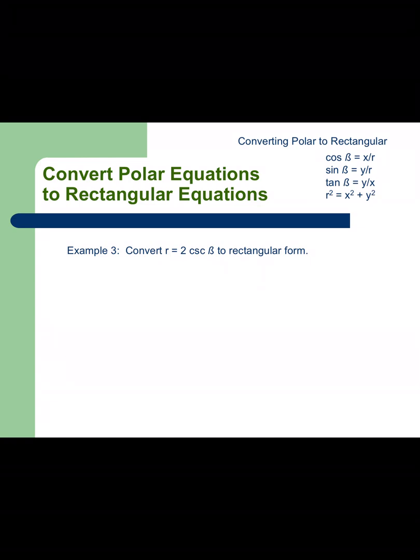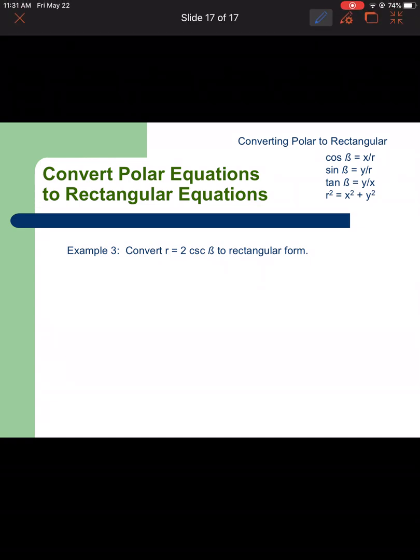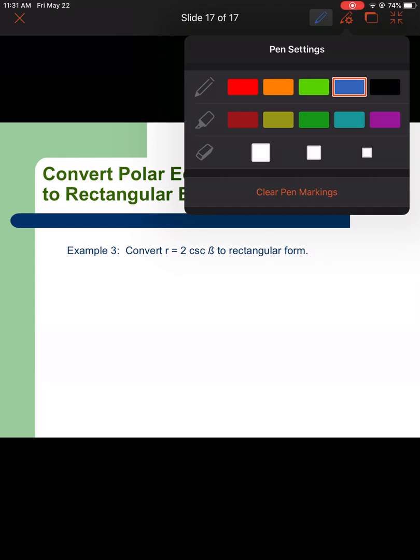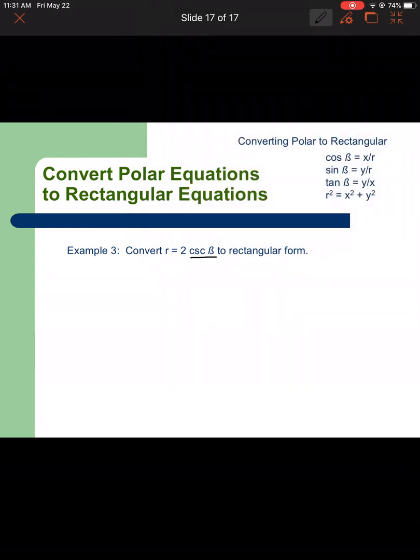This next one, I'm going to convert r equals 2 cosecant of beta to rectangular form. So it's very similar to the one that we did, but I don't know what the equivalent of cosecant of beta is. It's not in my 4 equations. Well, what do I know cosecant of beta is? It was definitely on the other slide. We said that cosecant of beta was 1 over sine.